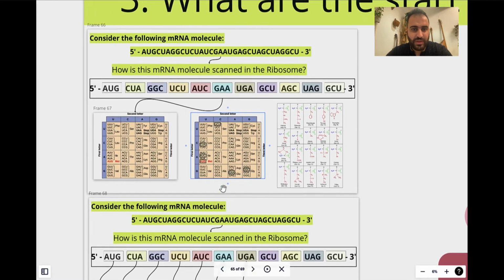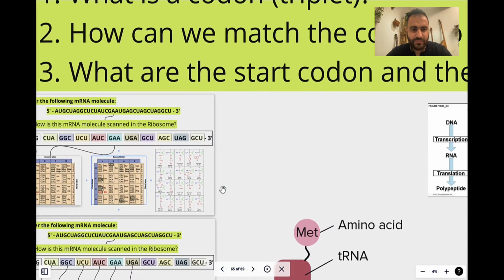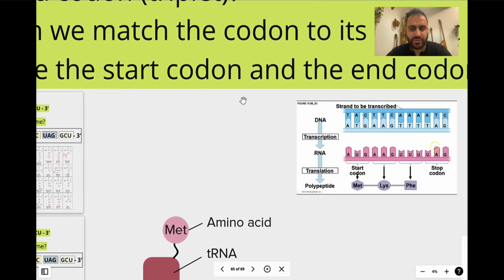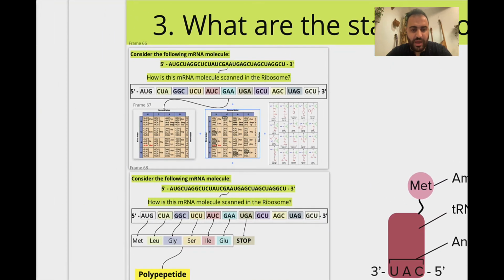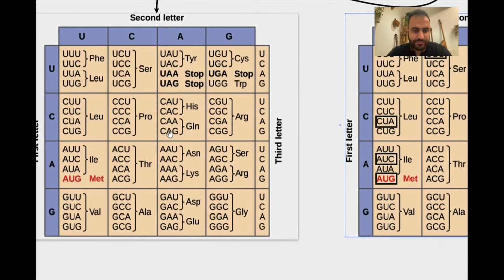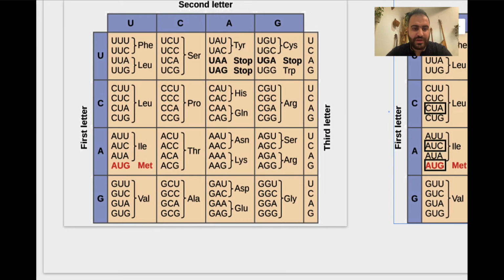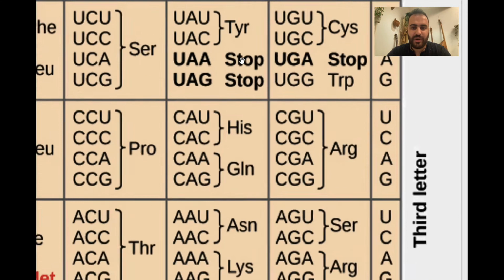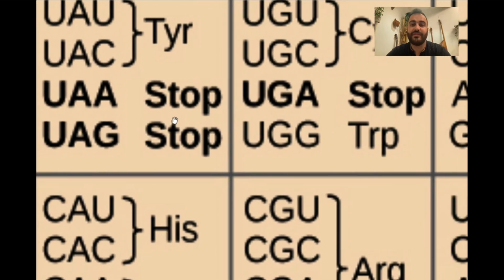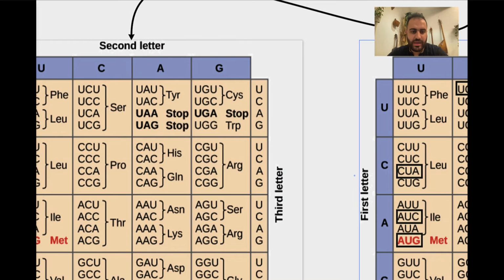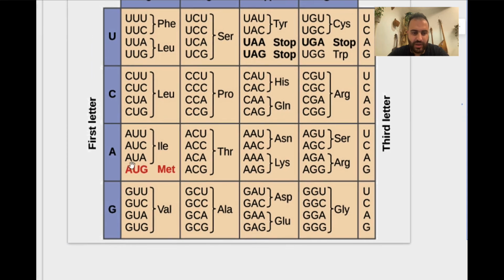Now, the last question we asked here, what are the start codon and end codons? Among all those codons, you don't have to memorize any of them, but there are 4 codons that are remarkable. 3 of them are called stop codons. It means they don't code for any amino acid. And there is only one, and here it is colored in red, AUG. This is the start codon.